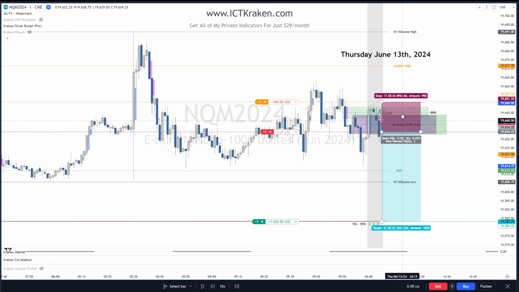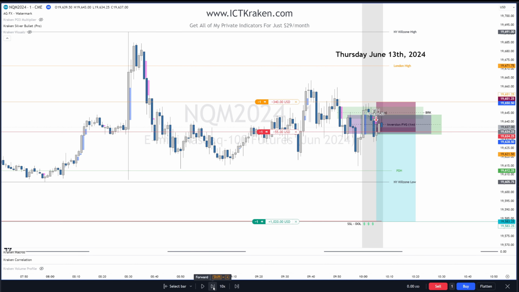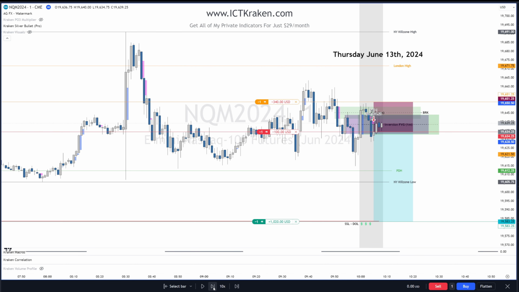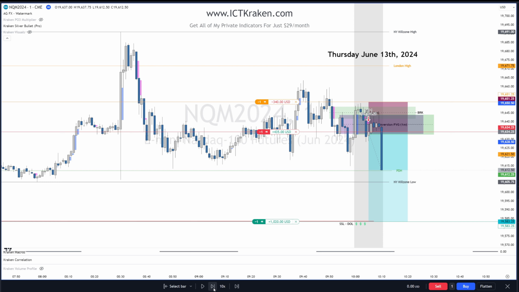Okay, well, 3 PD arrays. So if they violate it, I'm offsides, obviously. That's in the inversion and the breaker consequent encroachment of those. So I like to see that not get traded through. Don't like that. Don't like that at all either. But it is holding. The bodies are holding, so I can't complain. The wicks do the damage, but wicks can take you out and make you lose money. So not a huge fan.